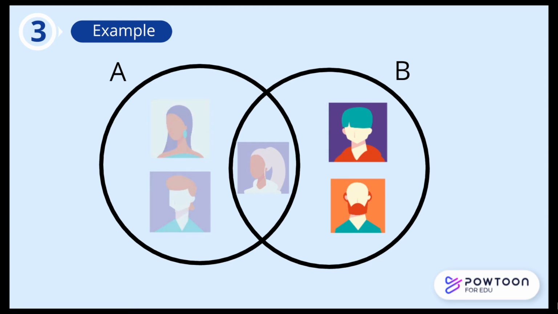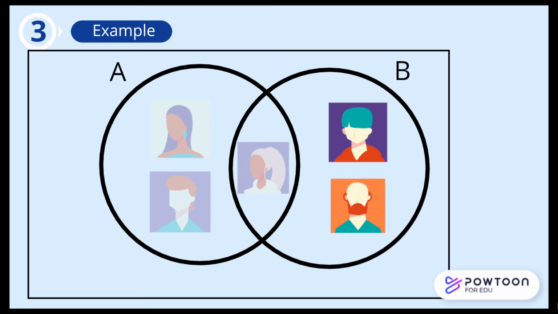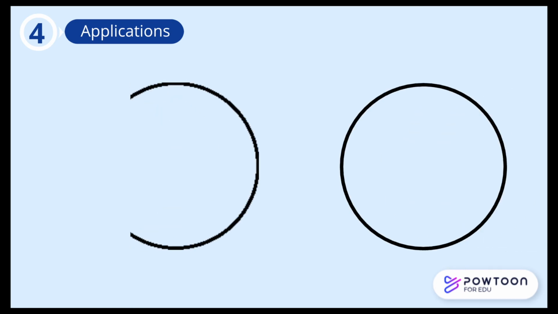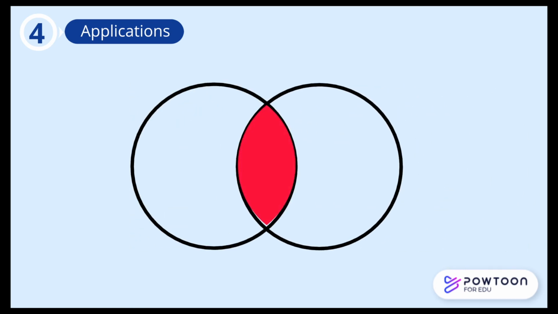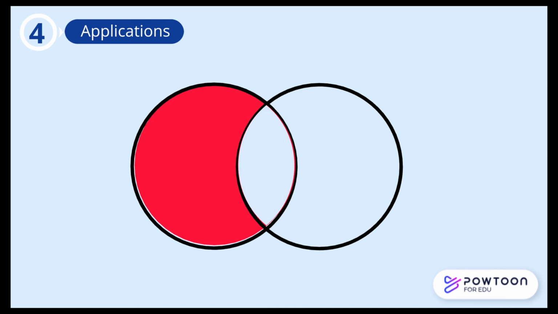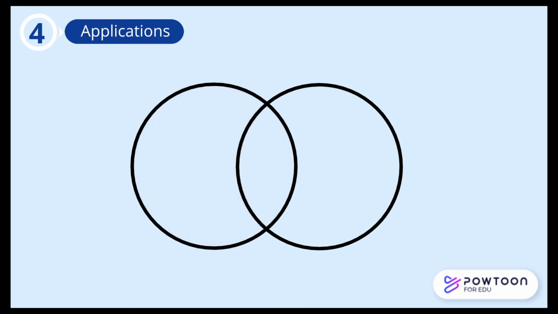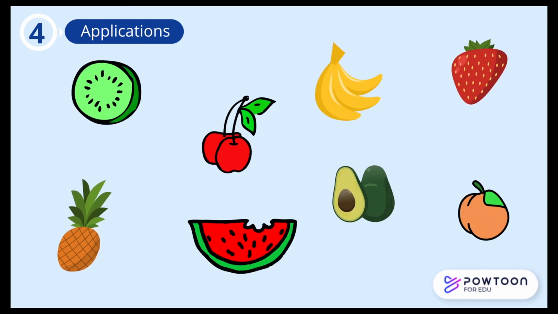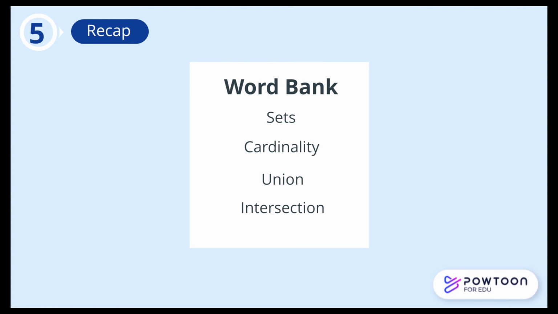In addition, if we introduce a third set, people who don't like either dogs or cats, we would put a box around our diagram and put them on the outside of the diagram to represent that they don't like either. Using Venn diagrams is a great visualization tool, as they are a simple way of displaying the similarities and differences among sets. Due to their simplicity, they can be commonly used in everyday life, from math problems to shopping items. Let's take a look at our word bank and recap our key terms.